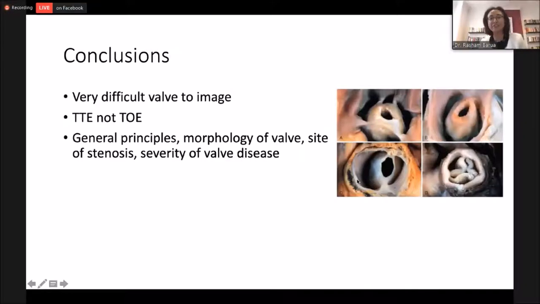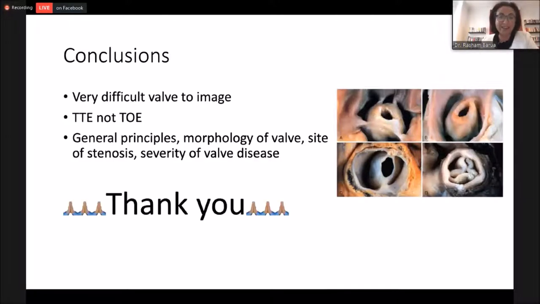Okay, so final slide. It is a very difficult valve to image, particularly by echocardiography. If you're going to use echocardiography, you need to use transthoracic, not TOE, because it is anterior. And in terms of the general principles that we apply to all our valves, we're going to look at the morphology of the valve, the site of any stenosis, and we're going to try and quantify the severity using Doppler. Thank you very much for your time.